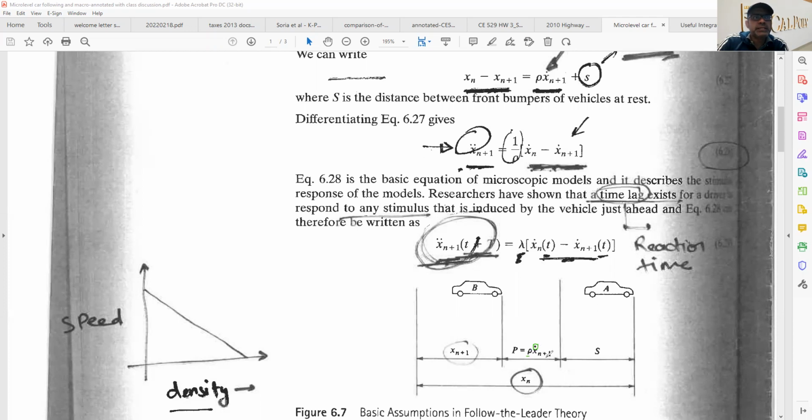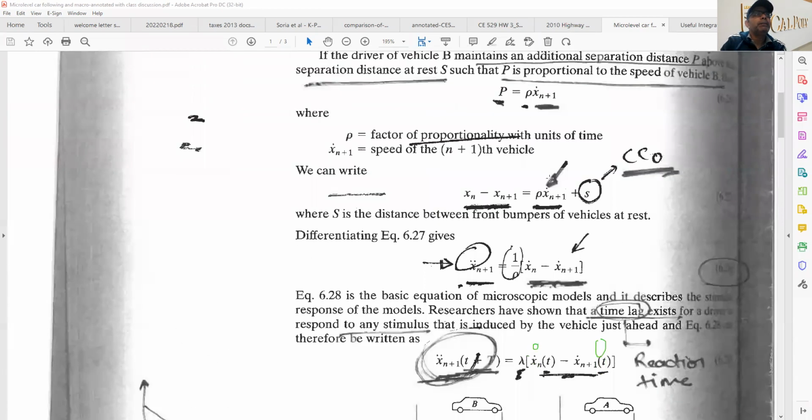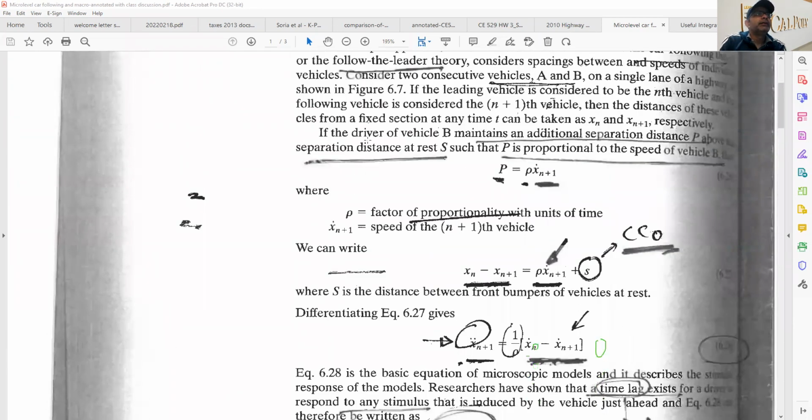When this speed is 0, basically when they are at a complete stop, they will try to maintain the distance S between the leader and the follower. So if you go back up now, if the driver of vehicle B maintains an additional separation distance P above the separation distance at rest S, such that P is proportional to the speed of vehicle B, you will see capital P is equal to rho times the speed of the n plus 1 vehicle, or the following vehicle.